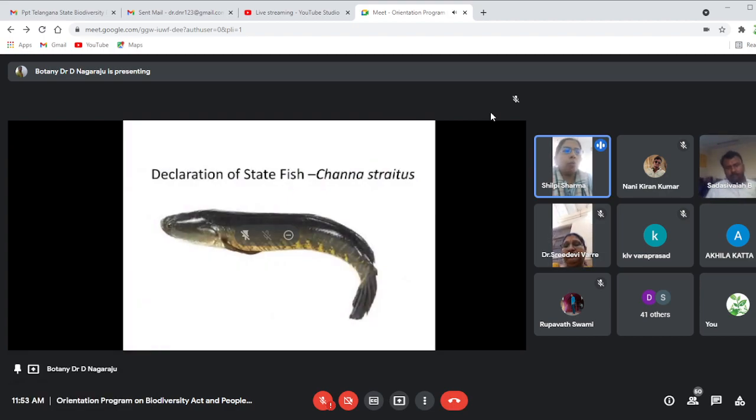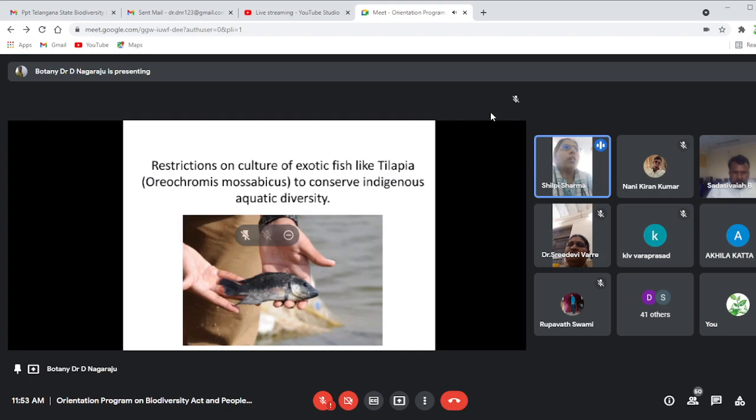As you all know, what is the state tree, the state flower, the state animal. This is the state fish, Channa striatus. You call it Kurramenu in Telangana, or by a local name you can call it Maral. This is the state fish declared by Telangana with the facilitation of the Telangana State Biodiversity Board.